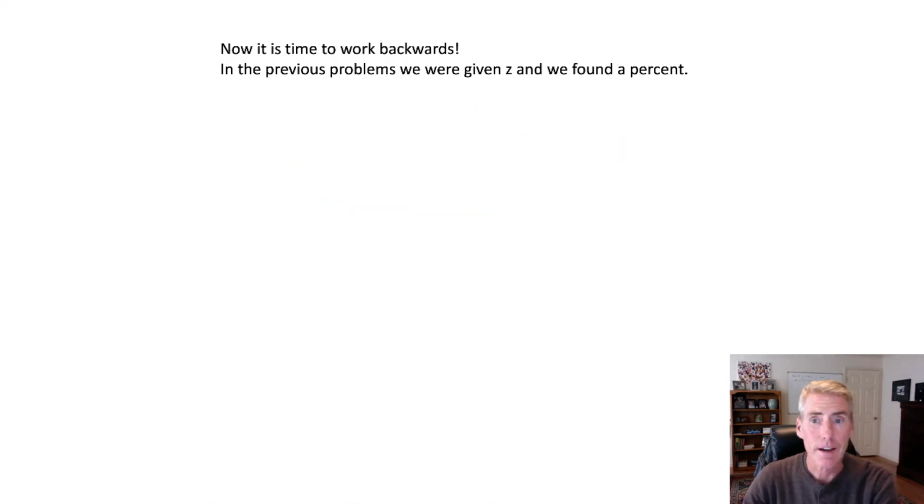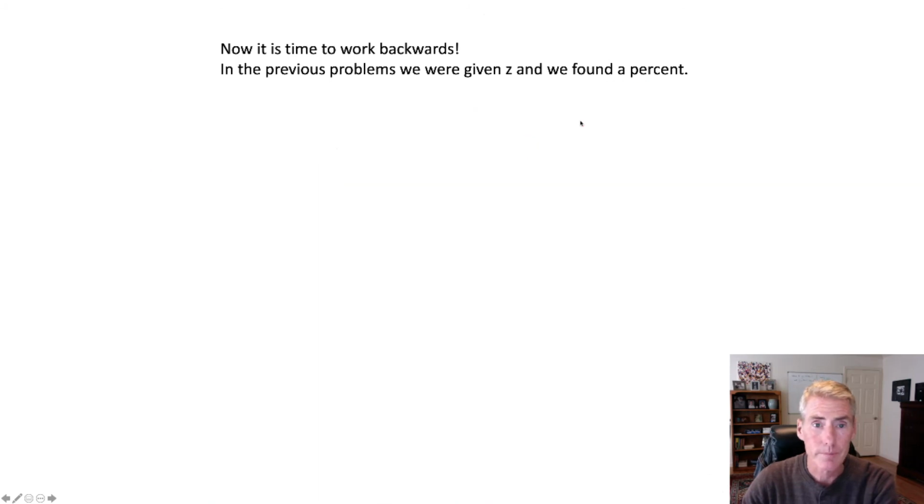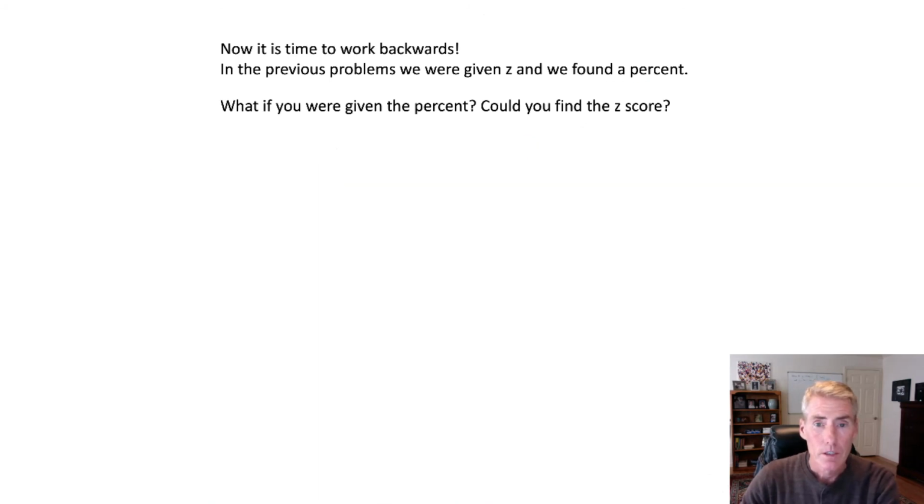All right. Now for the even more fun part, work backwards. So with these problems, you're given a z-score, and then you find a probability, or a percent. This would be 49.73% is what the shaded area represents. So now we're going to work backwards, and we're going to find the z-score. So if you're given a percent, can you find the z-score? Yes, you can.